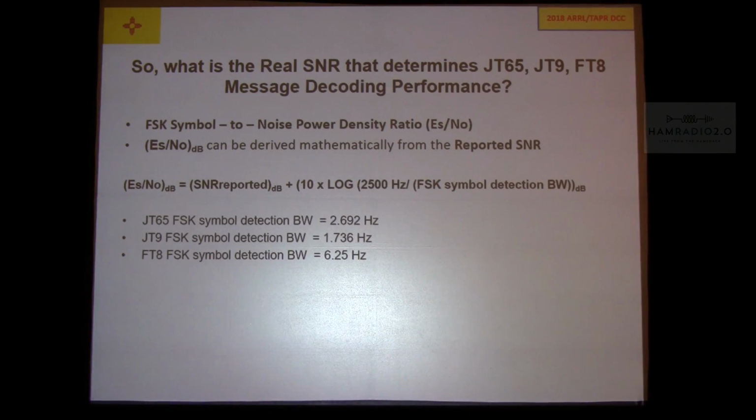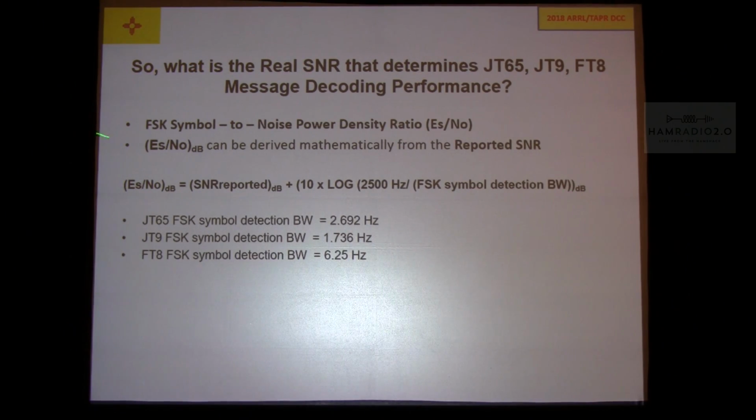So what is the real signal-to-noise ratio that determines JT65, JT9, FT8 message decoding performance? Well, it's the FSK symbol-to-noise density ratio. And it can actually be derived mathematically from the reported signal-to-noise ratio that you receive by way of this algorithm here. The symbol-to-noise density ratio is equal to the signal-to-noise ratio reported plus the quantity 10 times the log of 2500 hertz, the reference noise bandwidth, which is used in the actual reported signal-to-noise ratio report, divided by the FSK symbol detection bandwidth.